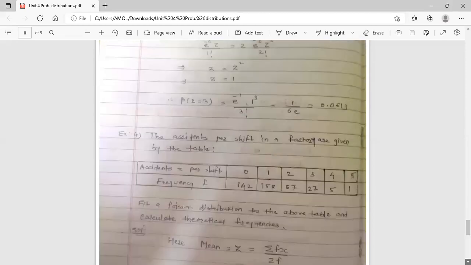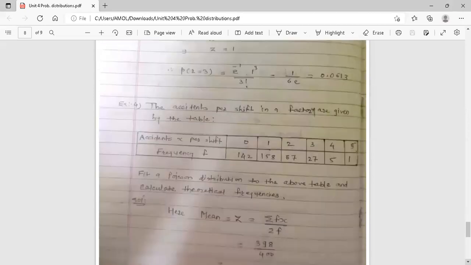Next, there is one more example on Poisson distribution. The accidents per shift in a factory are given by the table. Here a frequency distribution is given. Accidents per shift 0, 1, 2, 3, 4, 5. The values for accidents per shift are given. The observations and the frequencies for these observations are given. It means that 0 accidents are there.